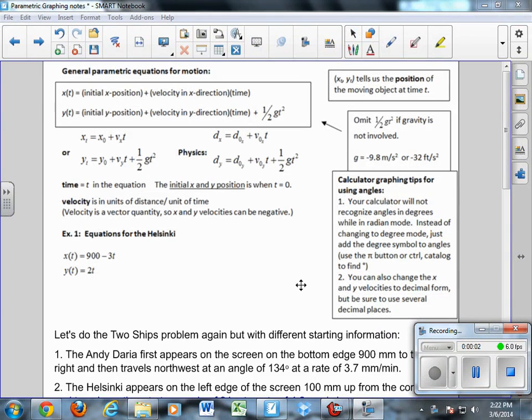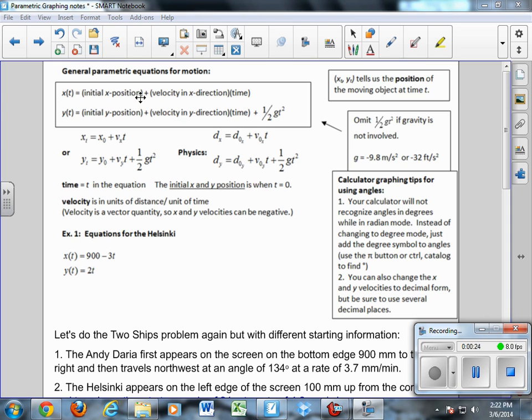These are the notes for the 4th page of your notes. We've just done the ships in the fog problem, and now we're going to look at the general parametric equations for motion. Notice that when we break our parametric equations into x as a function of t and y as a function of t, and we're dealing with motion, we always follow this form.